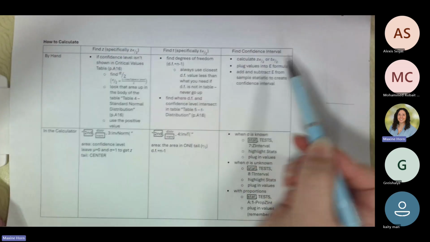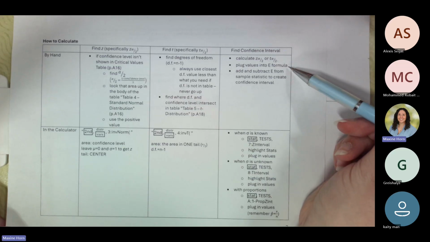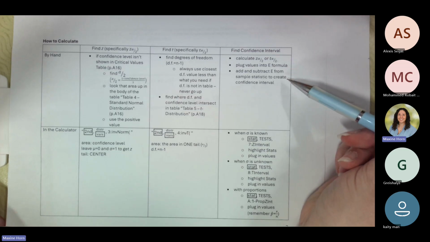I'm going to calculate my Z alpha halves. I'm going to plug that and the other values that I need into my margin of error formula to get my margin of error. And then I'm going to add and subtract my margin of error from my sample mean to get my actual interval.